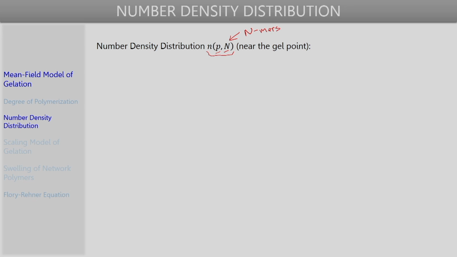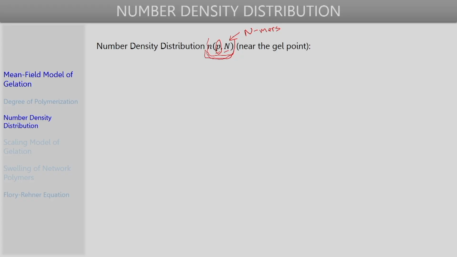So, the number density distribution of these n mers at a certain point of time, when the extent of reaction is p, is what we are looking at when we are considering this function here. And this number density distribution is defined basically as the number of n mers per monomer at a certain extent of reaction.